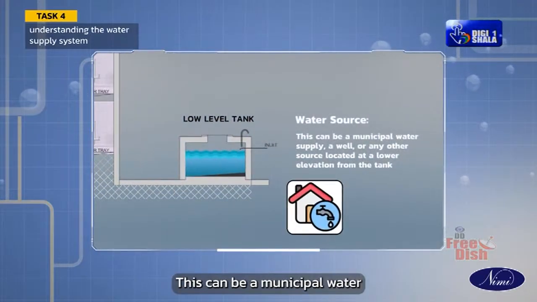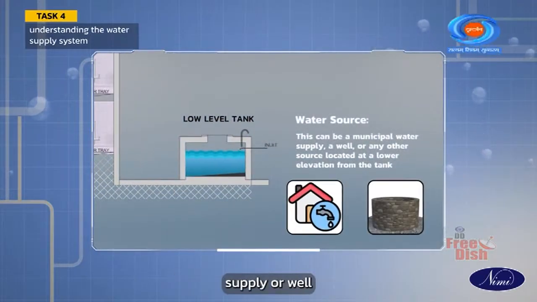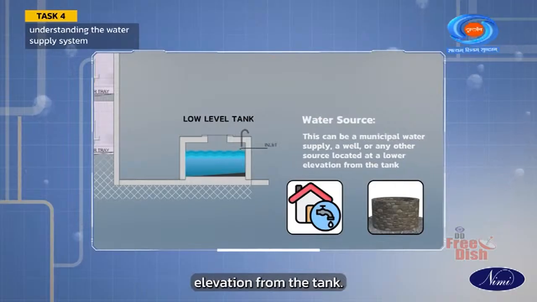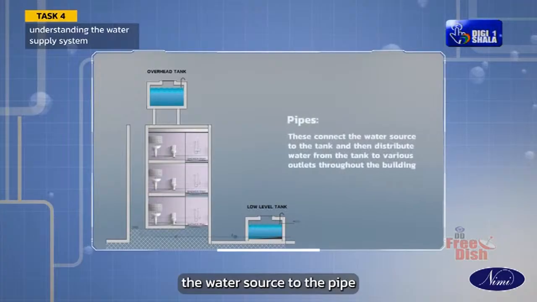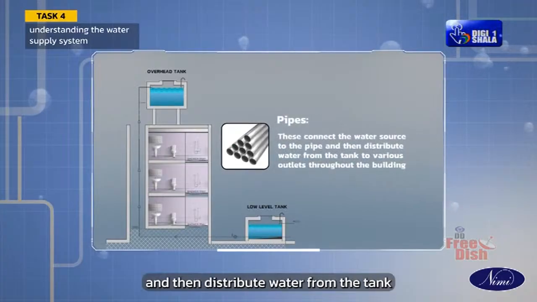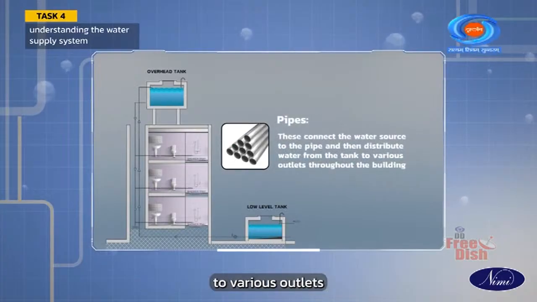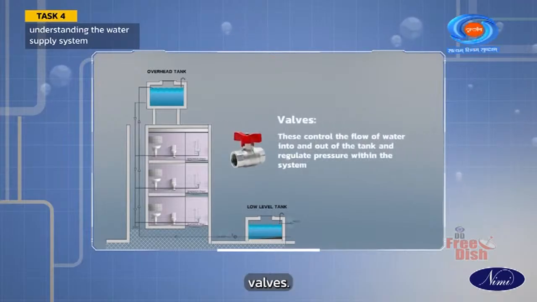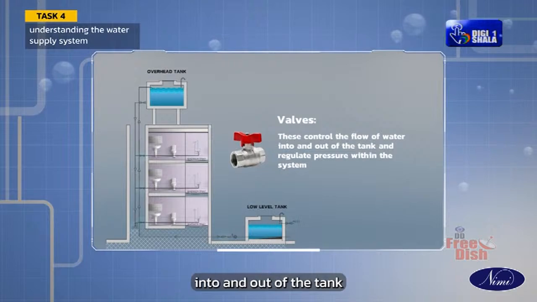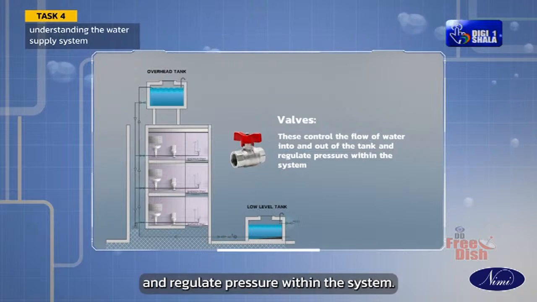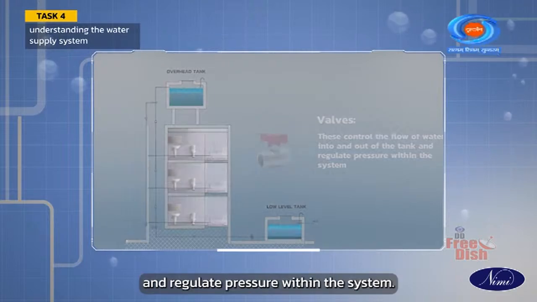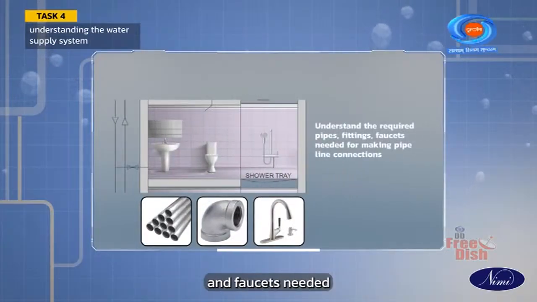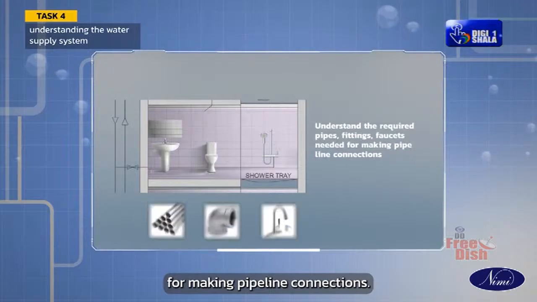This can be a municipal water supply, a well or any other source located at a lower elevation from the tank. Pipes connect the water source to the tank and then distribute water from the tank to various outlets throughout the building. Valves control the flow of water into and out of the tank and regulate pressure within the system. Understand the required pipes, fittings and faucets needed for making pipeline connections.